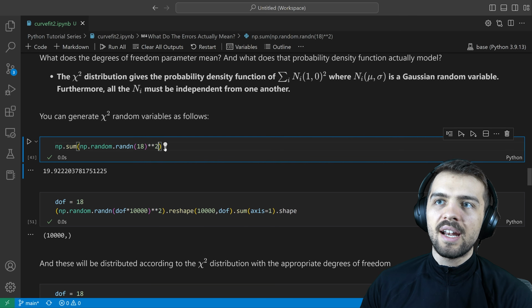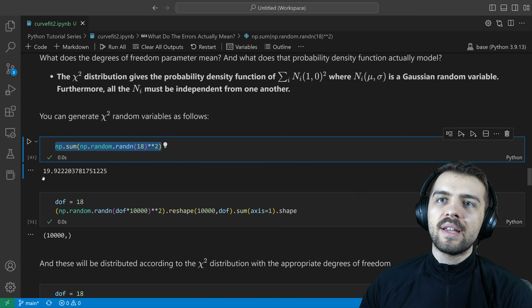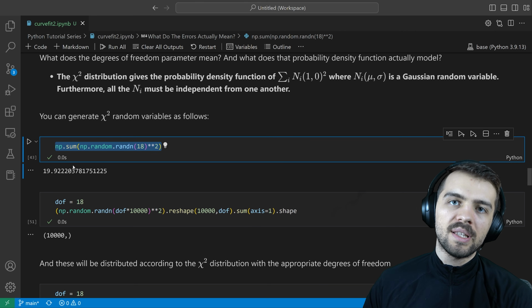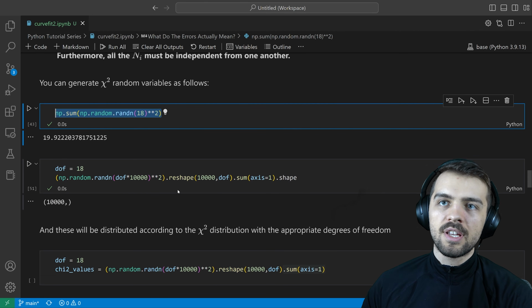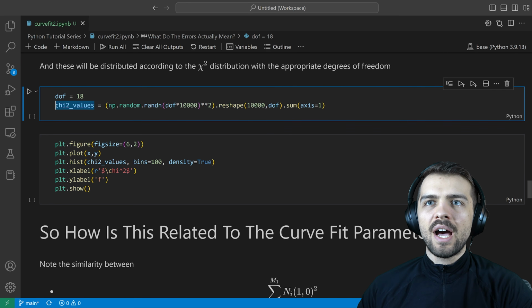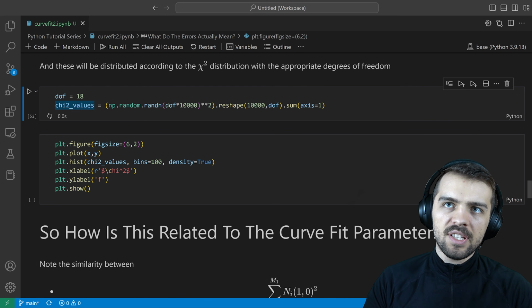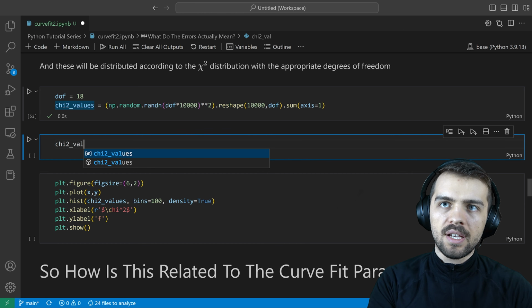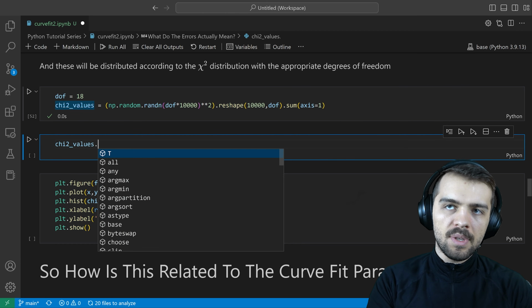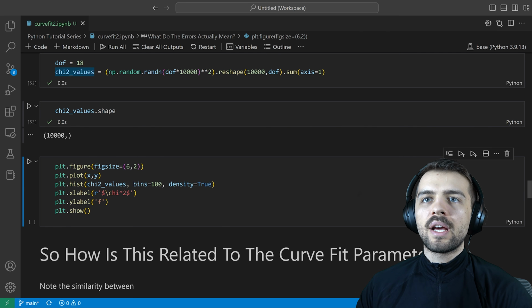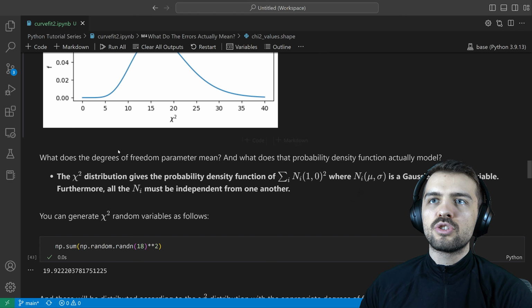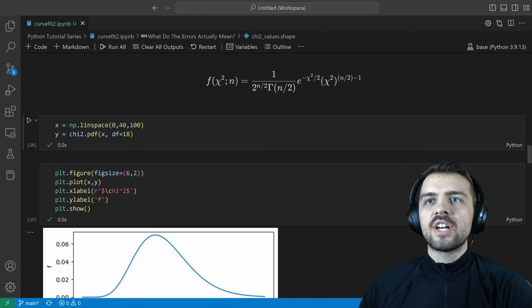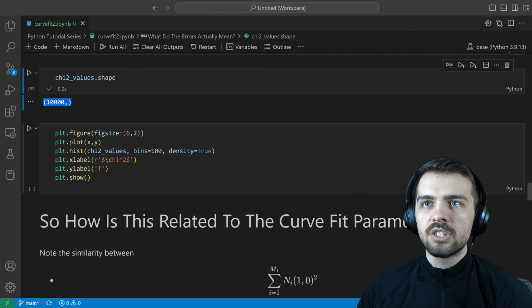Of course, the other way to do that is just to use a for loop, generate this number many, many times, and append to a list. But this is the more functional way to do it in Python or NumPy, for example. So anyways, now I have 10,000 chi-squared values. If I run this cell, it's going to give me chi-squared values. I can look at it, and the shape is going to be 10,000. So now what I can do is plot all 10,000 of these numbers on a histogram and compare it to this distribution here, which has 18 degrees of freedom. So let's actually do that.